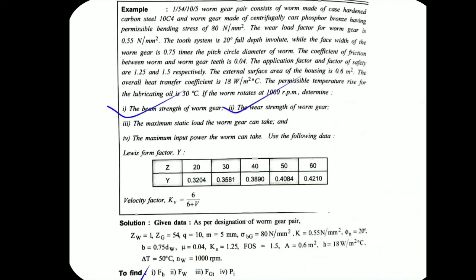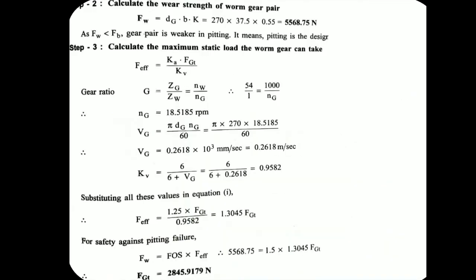Now we'll move toward the wear strength. The equation of the wear strength is Dg · B · K. So for the wear strength, Dg is 270, B is 37.5 and K is 0.55. We'll get the wear strength directly as 5568.7 Newton.